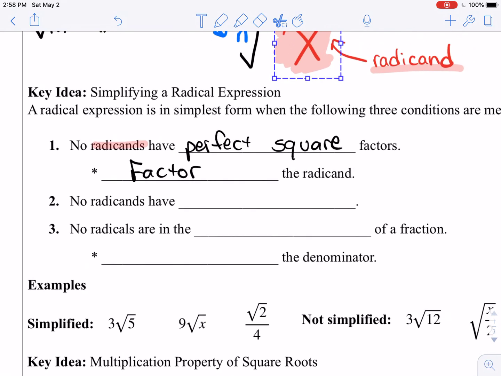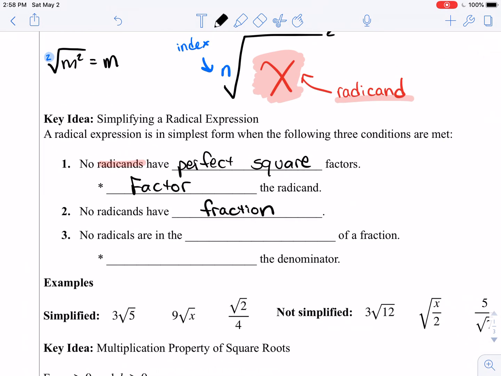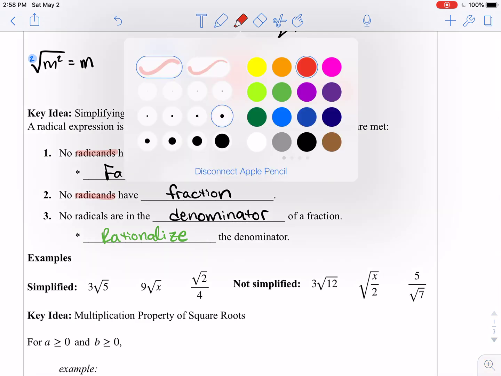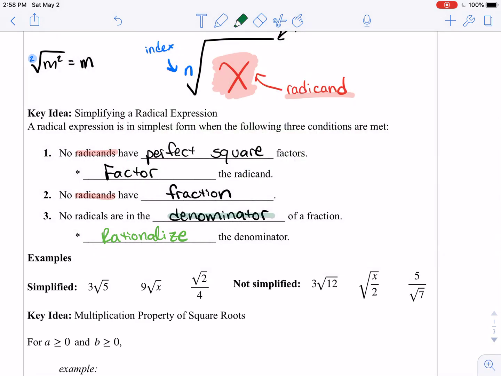Secondly, once there are no perfect square factors, we need to check that the radicand doesn't have any fractions inside of it. And then finally, we don't want any radicals to be in the denominator of a fraction. If that is true, we're going to do a process called rationalizing the denominator. Now you remember that the denominator of a fraction is the bottom part. That's what's on the bottom.